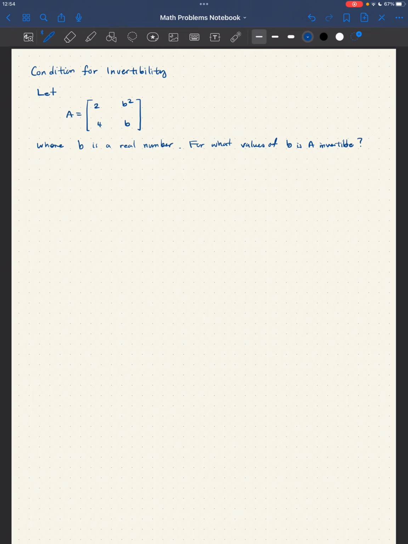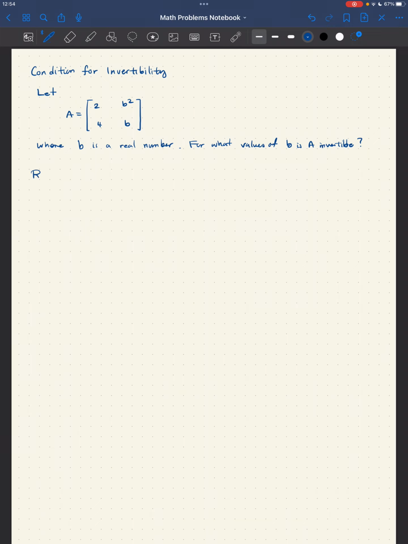Hello. This time we consider a 2 by 2 matrix where one of the coefficients is a prescribed real number and with some additional conditions on the entries of this matrix. And we want to know under what values that matrix is invertible. Well, here we have to recall a few things.